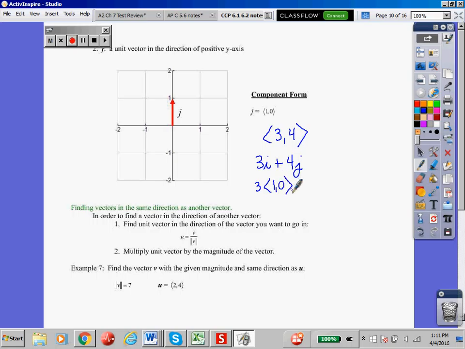So watch. If I just told you that the definition of I as a vector is 1 comma 0 and J is 0 comma 1, that's the definition. I didn't make that up. That's what it is in vector form. You understand that's 3 comma 0 plus 0 comma 4 when you add it together. So every component form can be rewritten in ij form. Every single one of them. So for example, let's do another one. If I said you have 5 comma negative 2.